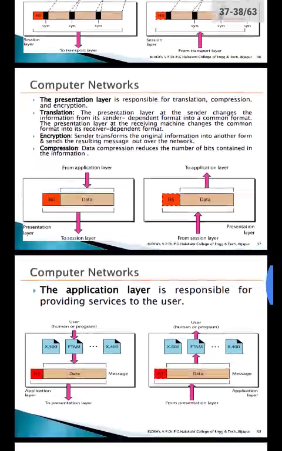The next layer is the presentation layer. The presentation layer is responsible for three types of jobs. One is translation, another is compression, and the next is encryption. What do you mean by translation? The presentation layer at the sender changes the information from its sender-dependent format into a common format.